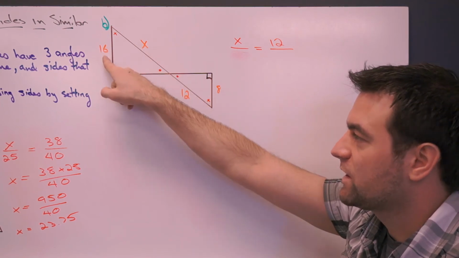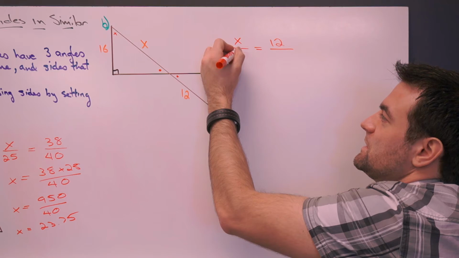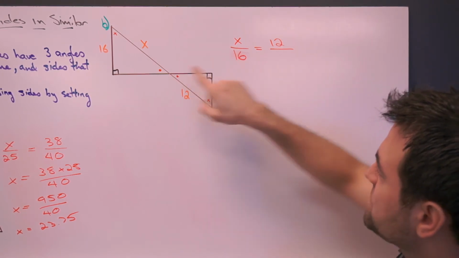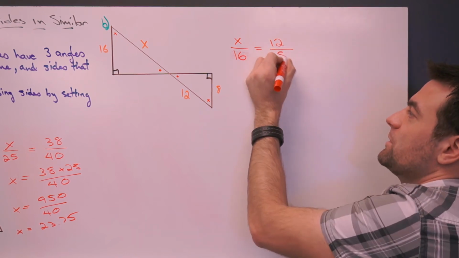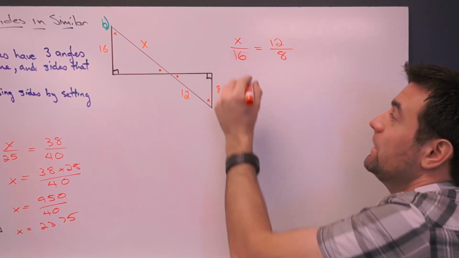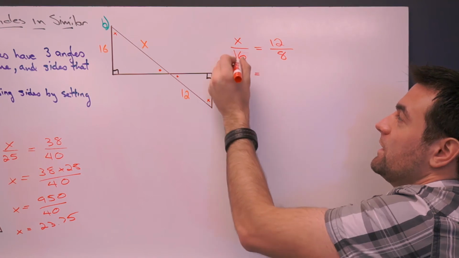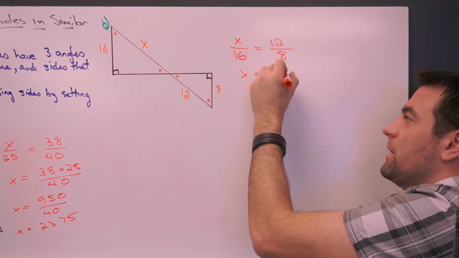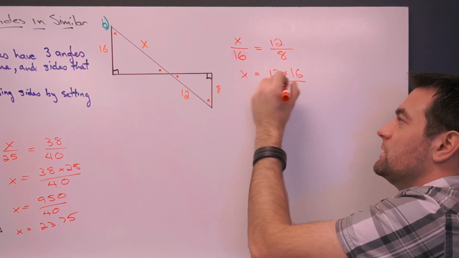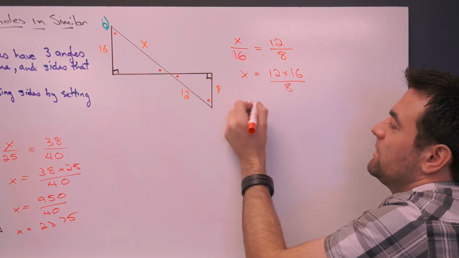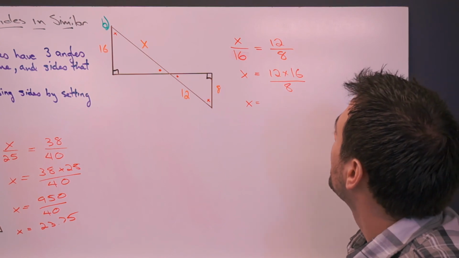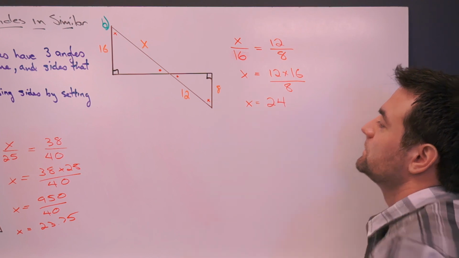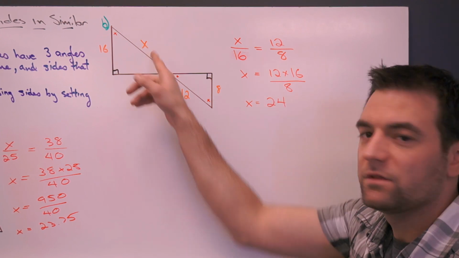Because the x came from this triangle, on this side we put the 16. And then the 8 matches with the 16 for the bottom of this one. And now I do some cross multiplying. Again, I take that 16, and to get the x by itself, I multiply it by the 12 on the other side. And we will get 24 as the length of this side here.